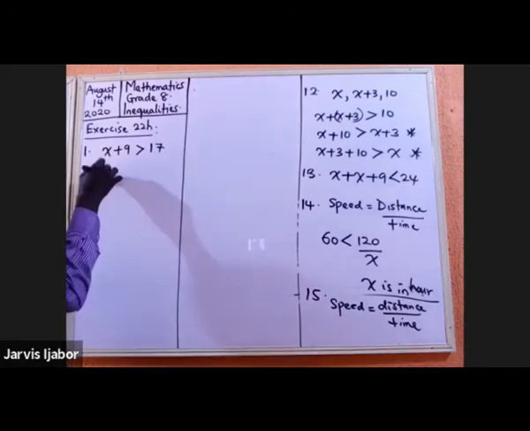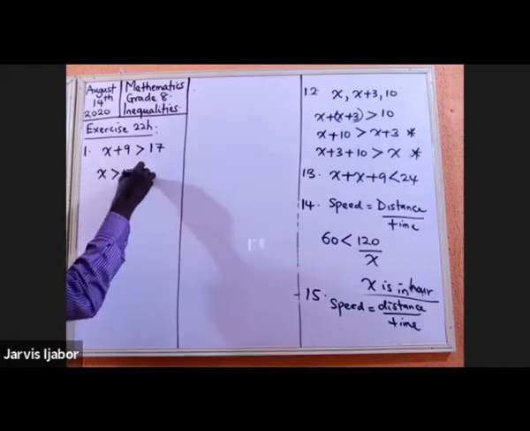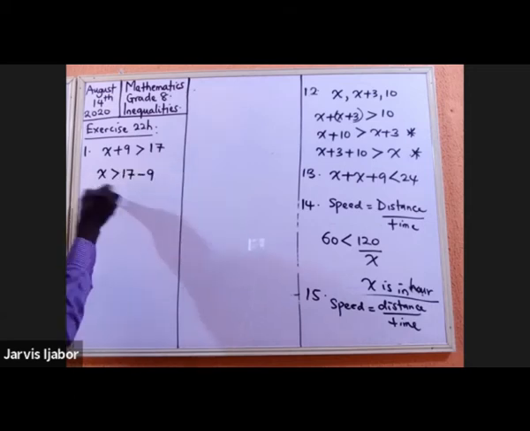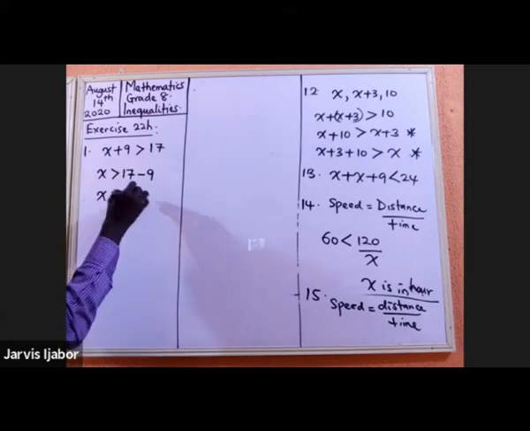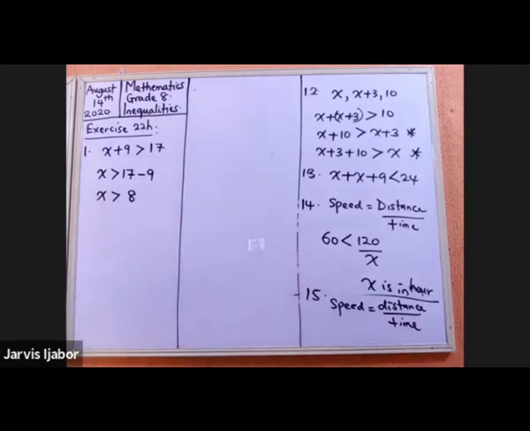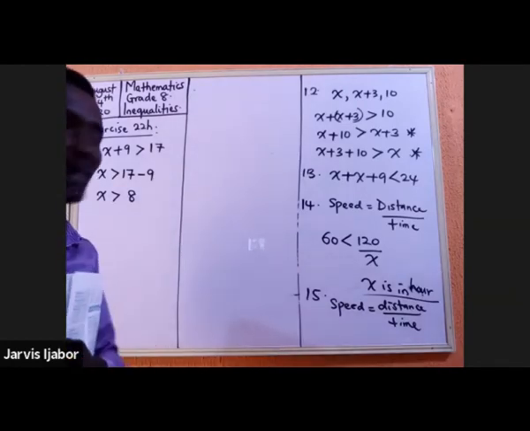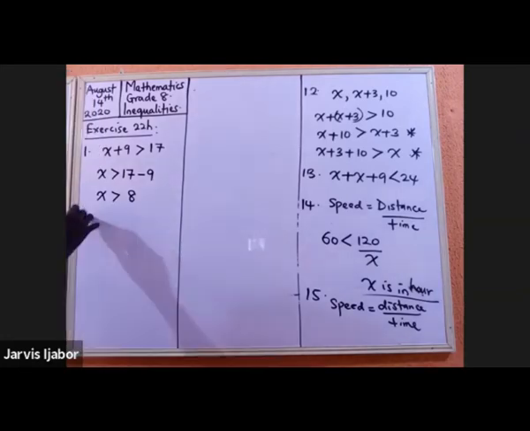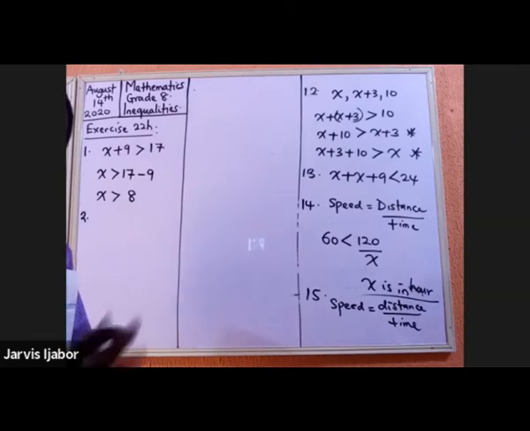So x will be greater than 17 minus 9. And x will be greater than 8. So that will be the answer. Someone is asking, how come you didn't say subtract 9 from both sides? At your level, you should know that very well now. So question 2, you're going to grade 9 now, and there are some things I will not be asking so much. I expect that of you.